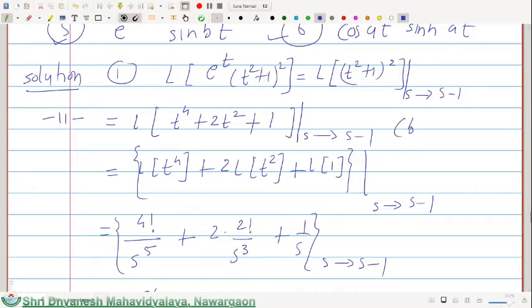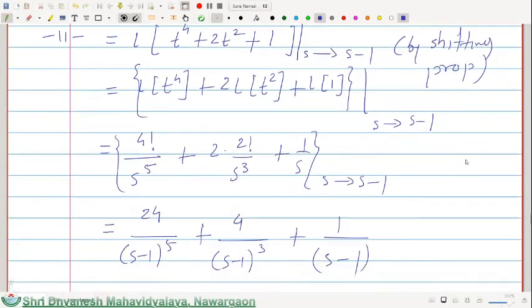Here you can write by shifting property, and here you have used linearity property. So by linearity property of Laplace transform.